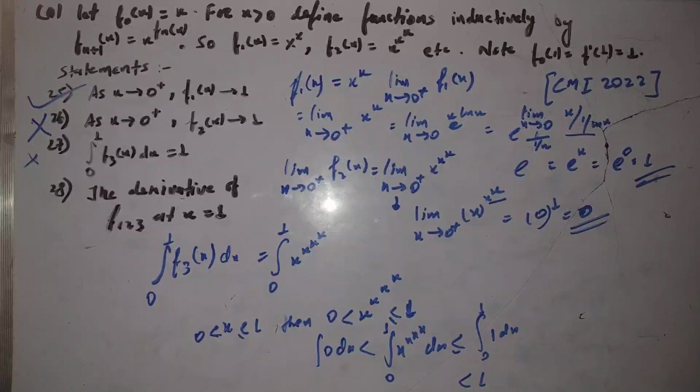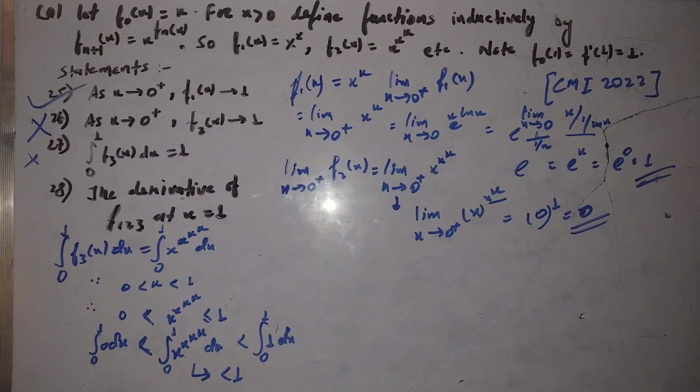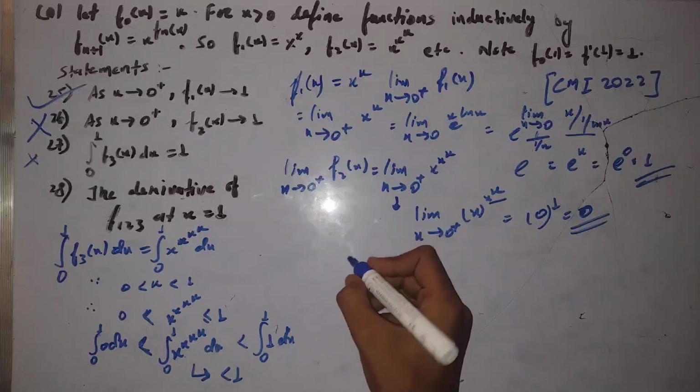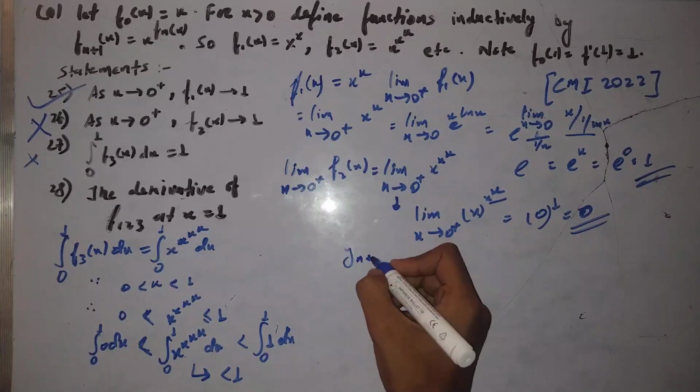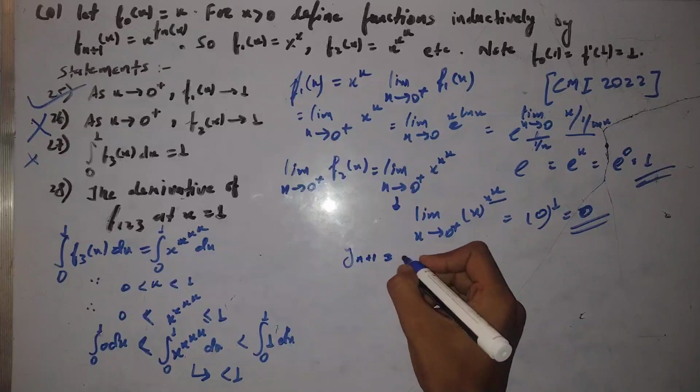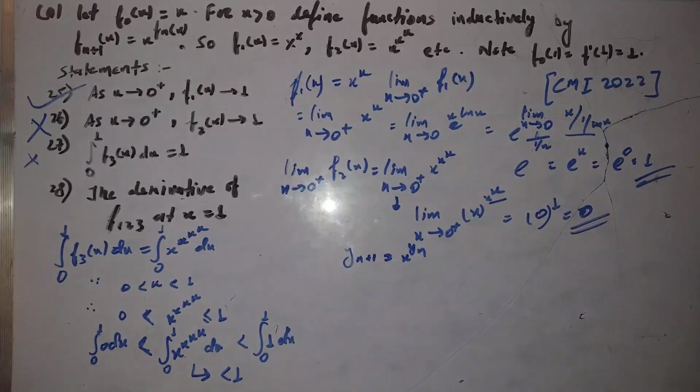Now let's talk about statement 28. For that I need some space, so I'm going to rub something out. Here we have to find the derivative of f123 at x equals 1. So I'm just going to write a general form, that is y(n+1) equals x to the power yn.